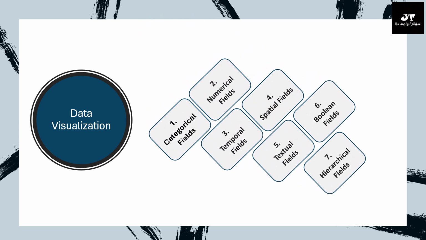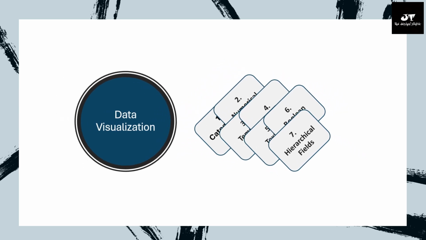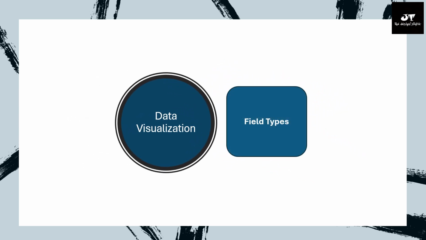Understanding field types in data visualization is essential for selecting the right techniques to represent data accurately and effectively. By categorizing data correctly, whether numerical, categorical, temporal, spatial, textual, Boolean, or hierarchical, analysts can unlock deeper insights and make data-driven decisions with clarity. Leveraging appropriate visualizations enhances interpretation, enabling better storytelling and impactful communication.